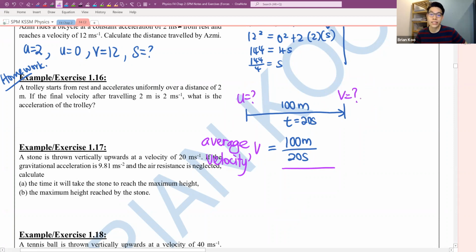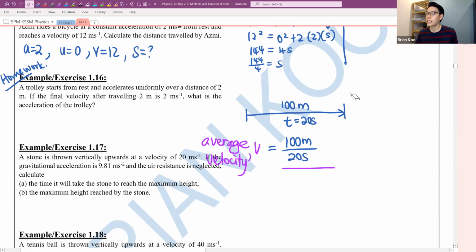Cannot. Because I have no information at the start of the journey and at the end of the journey. Unless I tell you maybe at the start of the journey, it is at rest, and then at the end of the journey, maybe it will reach like 10 meters per second. It accelerates and then it reaches 10 meters per second.